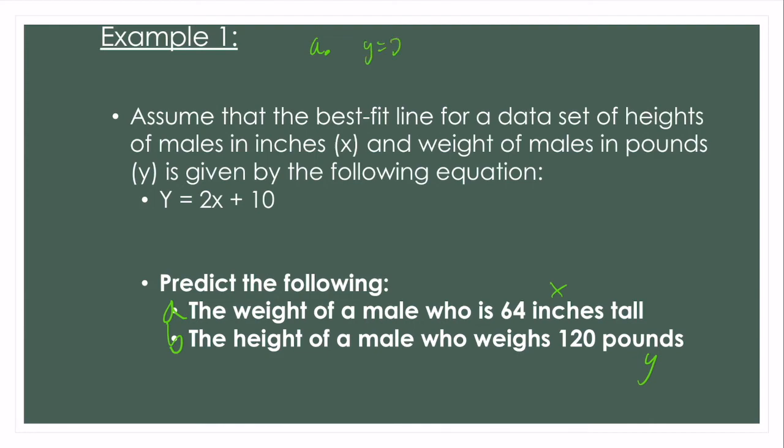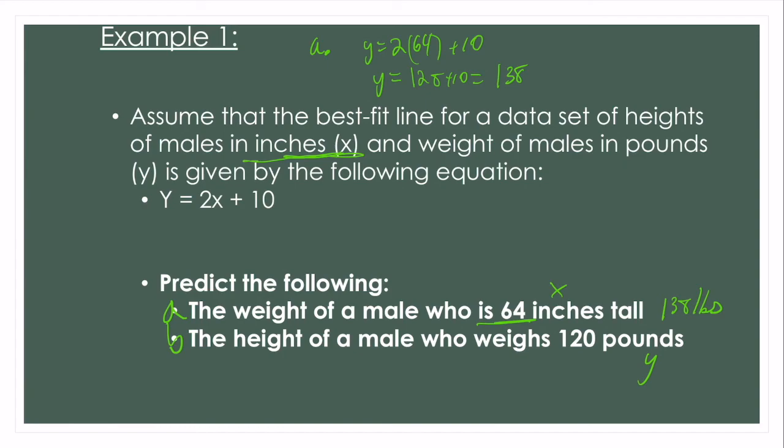So for A, if I have y equals 2 times 64, which is my height, plus 10, that means y equals 2 times 64, that's 128, plus 10, so 138. So the weight of a male who is 5'4", so 64 inches tall, would be 138 pounds.